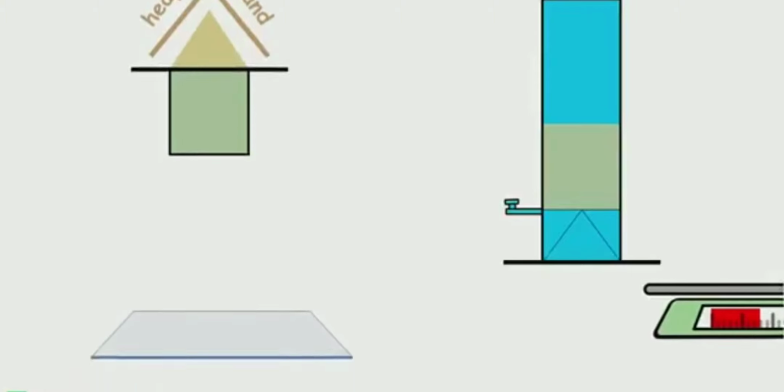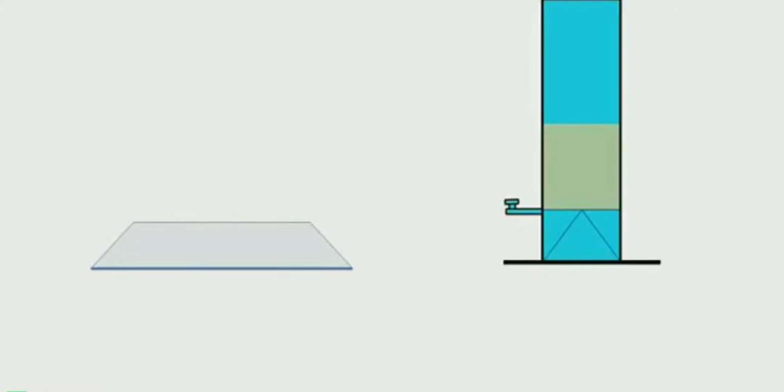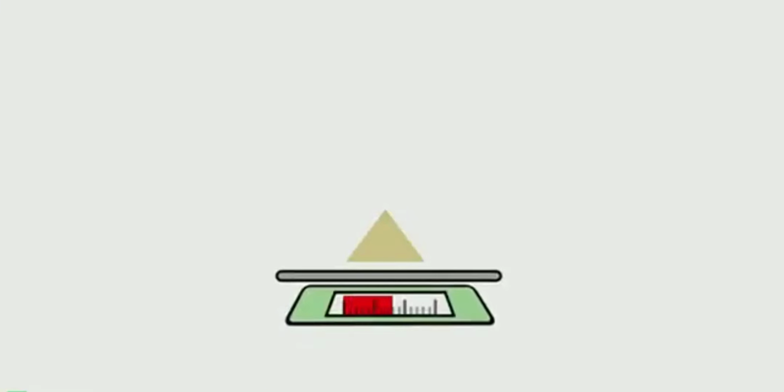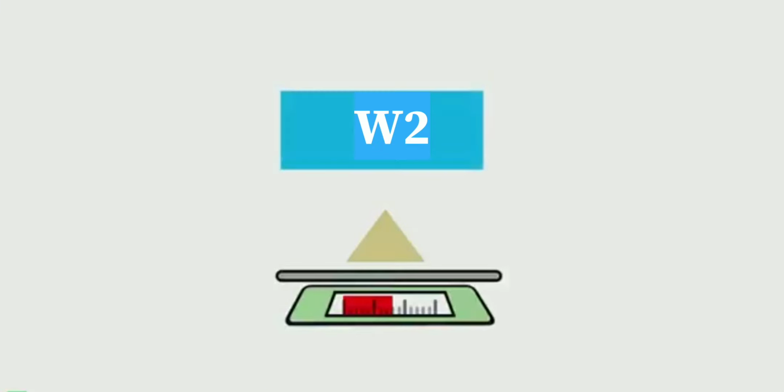To determine its weight, we take a glass plate and put the sand pouring cylinder on it. Again, open its shutter and let the sand fill the conical part of the cylinder. When sand movement stops, close the shutter and remove the cylinder. Then weigh the sand on the glass plate and note down the weight W2.